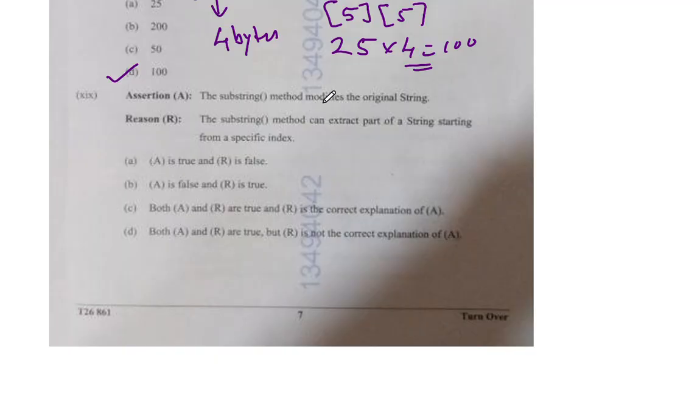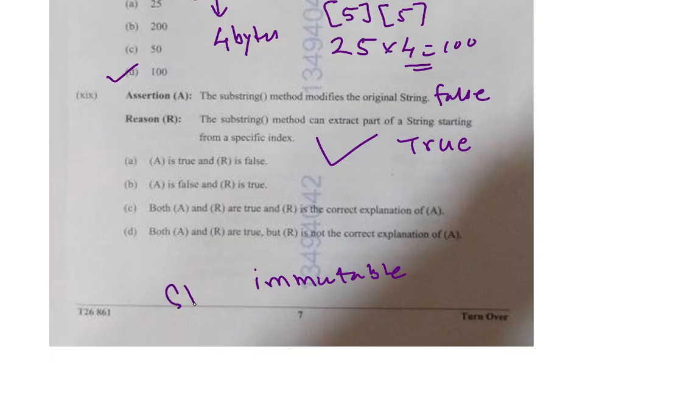Now, the substring method modifies the original value. No, it doesn't modify. It extracts. So this is true. It extracts a value, but it does not modify the original value. String is what you say? String is an immutable object. So it doesn't modify. String is immutable. So this is false, this is true. So what you will say, A is false and R is true.